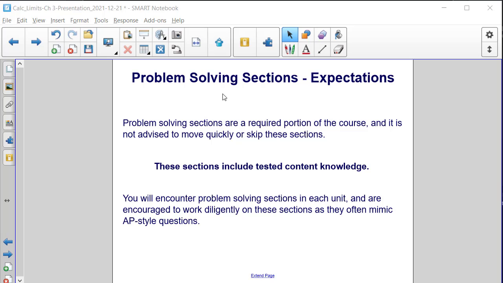Before we begin our first problem solving section, let's go over some of its expectations. Problem solving sections are a required portion of the course, and it's not advised to move quickly or skip over these sections. These sections include tested content knowledge. You're going to encounter problem solving sections within each unit, and you are encouraged to work diligently on these sections as they often mimic AP-style questions.